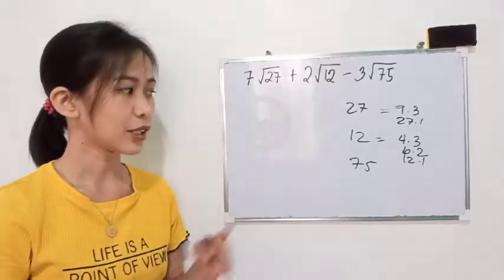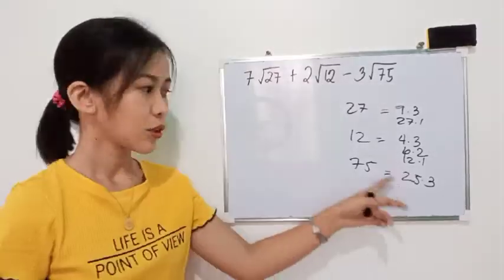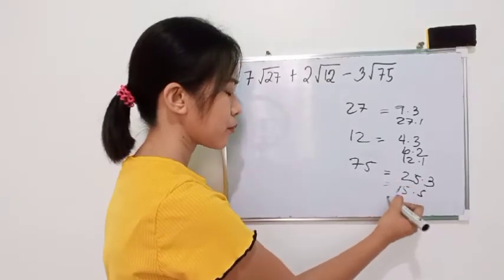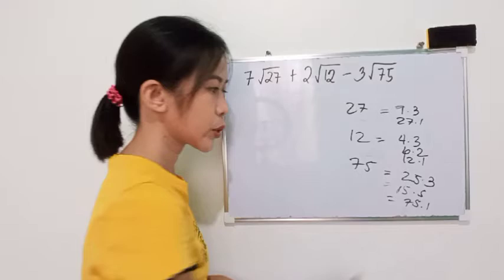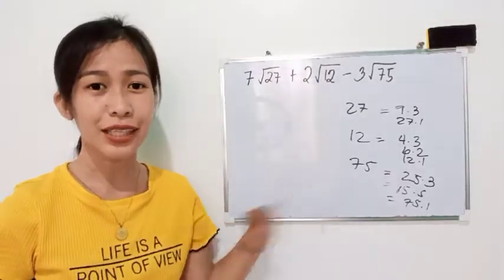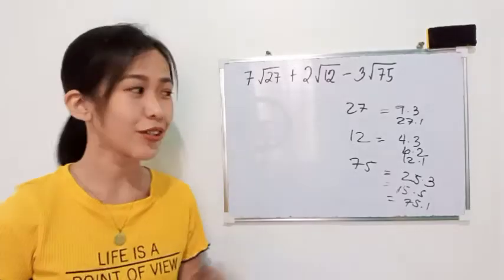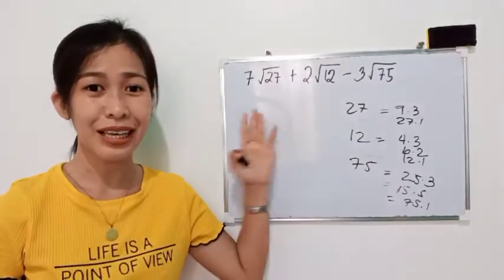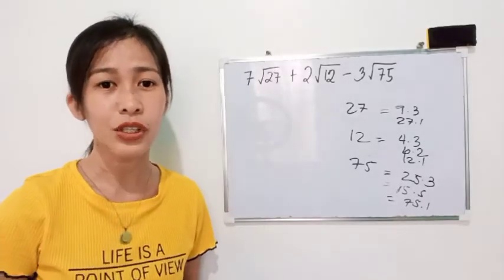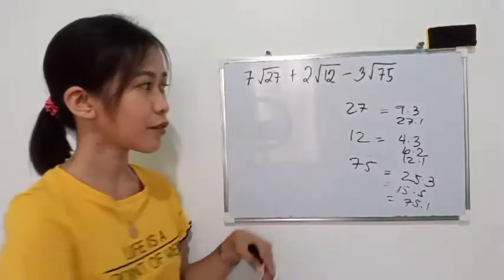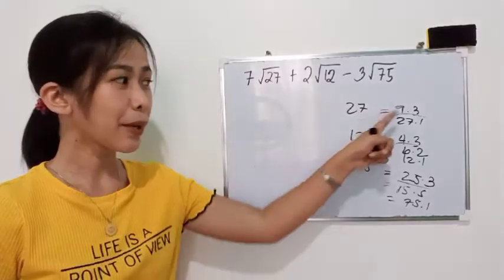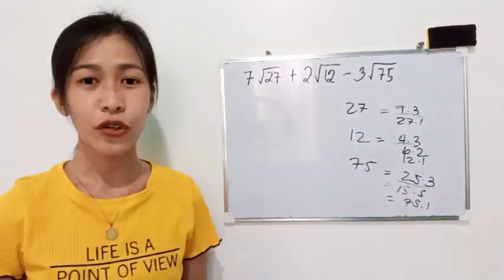Ayan yung factors ni 12. Si 75, 25 times 3, 15 times 5, or 75 times 1. Alright? So, as you can see, na-factor na natin silang tatlo. And ipinapakita ko lang to sa inyo, no? Hindi naman natin dapat kailangan isulat pa to ng isulat. I'm just teaching you on how to factor numbers, okay? So, as you can see, we have 9 times 3, 4 times 3, 25 times 3. And pare-parehas silang mayroong 3.